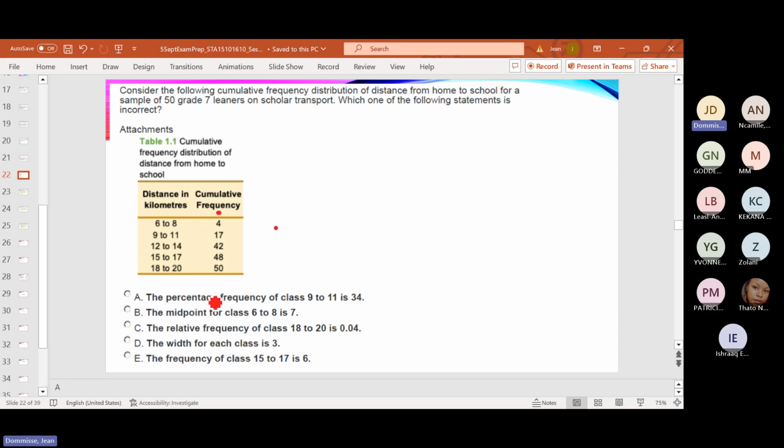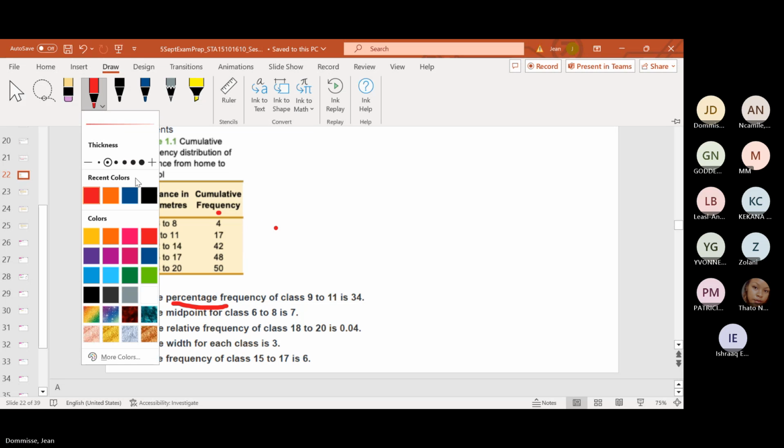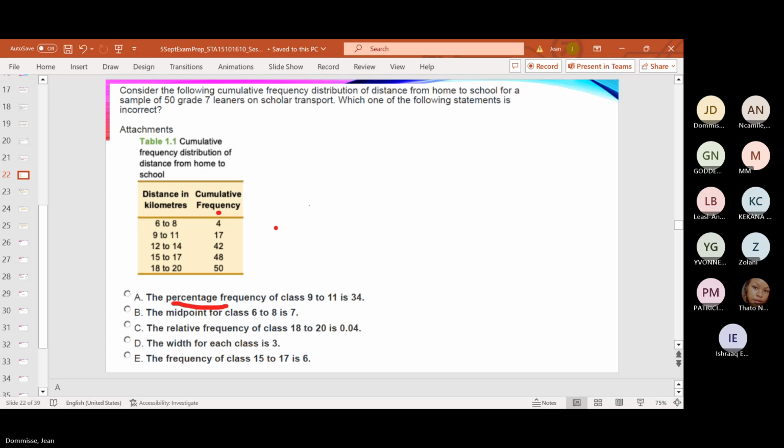So let's look at the first question, the percentage frequency. Okay, so not cumulative, percentage frequency. So first we need to check how many students are in this one class, 9 and 10. Okay, so if we look at the first one, between 6 and 8, there's 4 students.